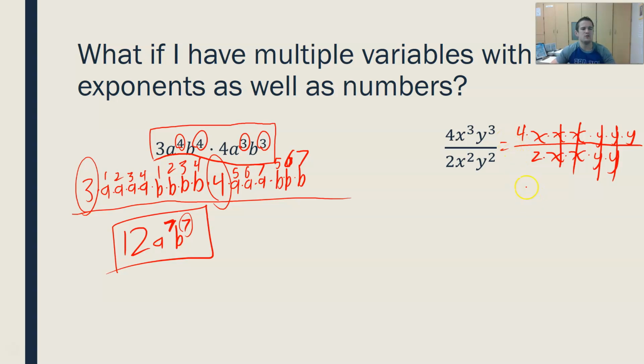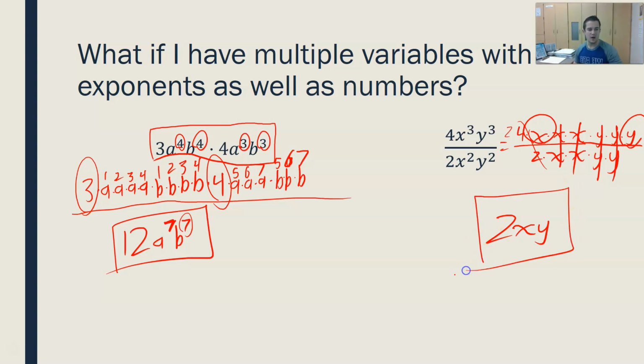4 over 2, well, if I divide both of those by 2, 4 over 2 is just 2. And then I'm left in the top with an x and a y. So my final answer here would be 2xy.